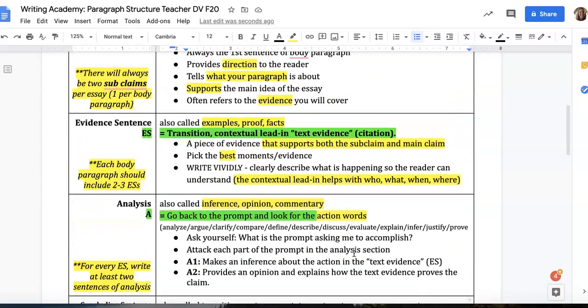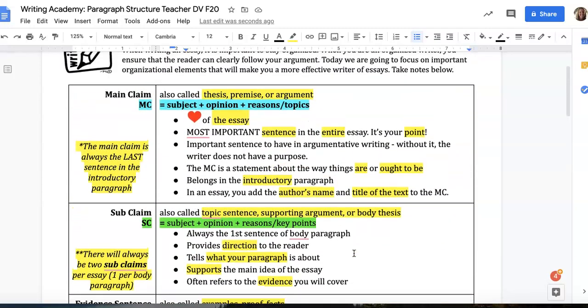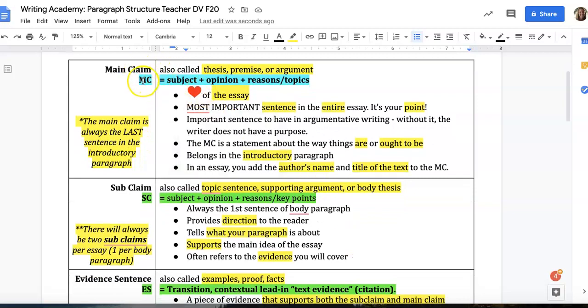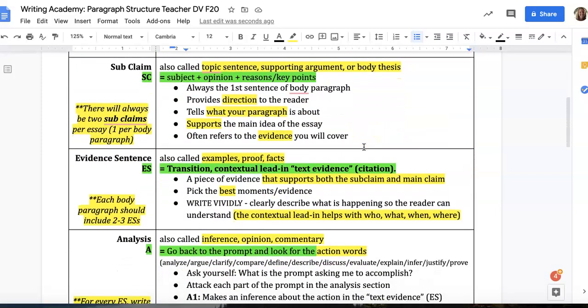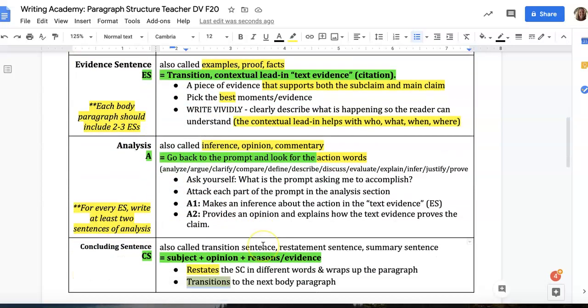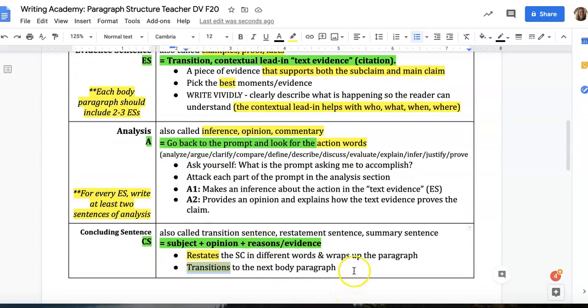So that's it for all the parts of the body paragraph and the definitions. So I want you to understand what a main claim is. This belongs in the introductory paragraph on its own. Then you have the subclaim. Then you have your evidence sentence. Then you have your analysis, usually 2 sentences long. Then probably you'll have another evidence sentence and 2 sentences of analysis. And then you will wrap up with your concluding sentence.